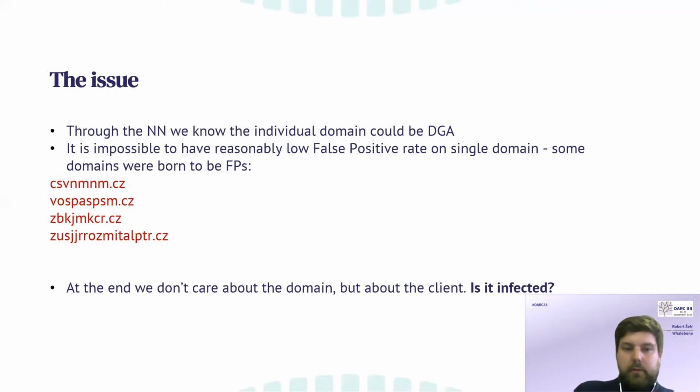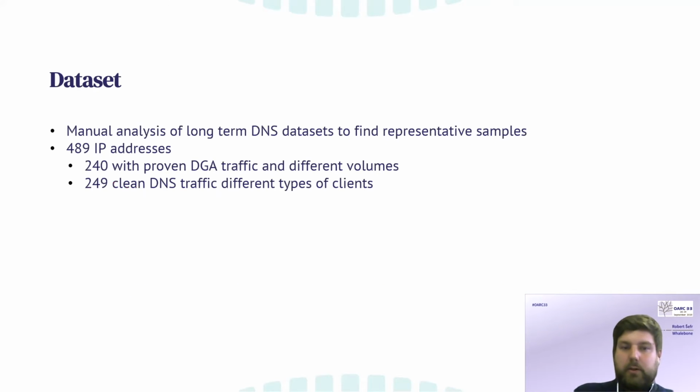So our idea was, okay, let's not rely on just the neural network that's labeling the domains, but we need something on top of that, and we have manually labeled sequences of the traffic for 240 DGA sequences over several days, and then clean DNS traffic, almost 250 samples of different clients, different volumes, to have different sequences of DNS traffic, and to be able to feed those to a machine learning algorithm that would be able to decide, okay, this IP address is infected or not.